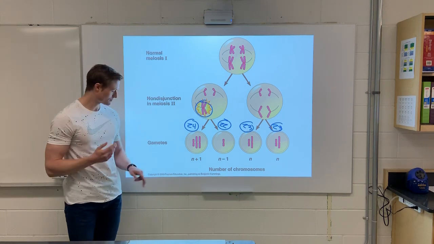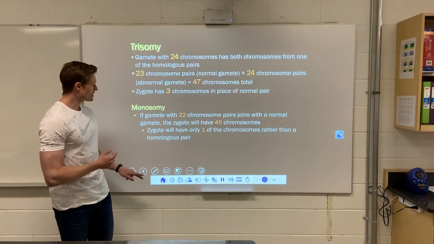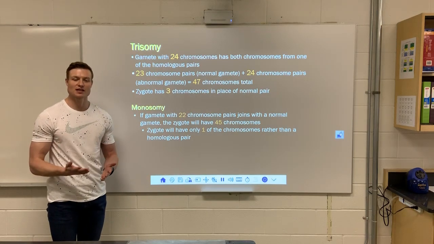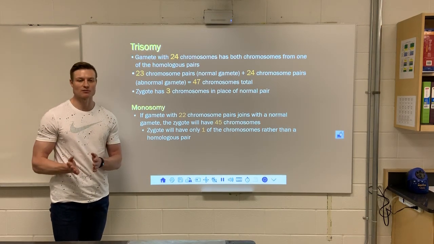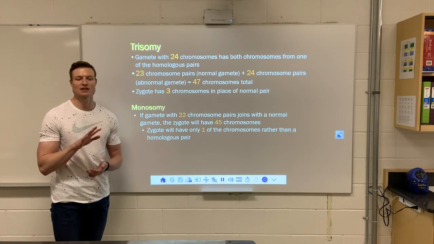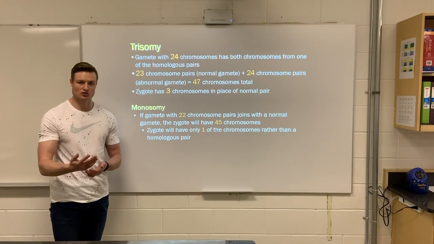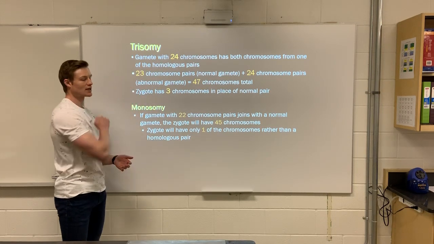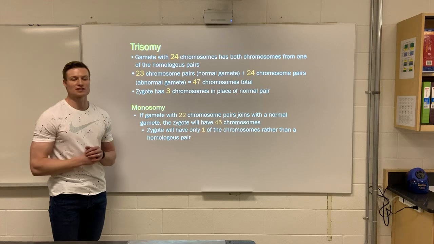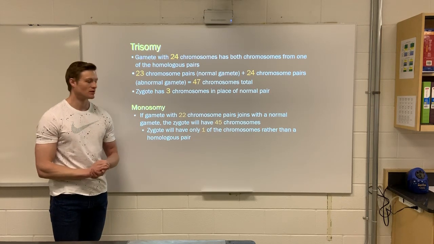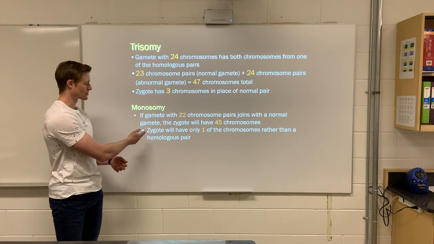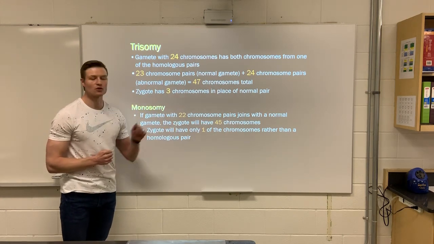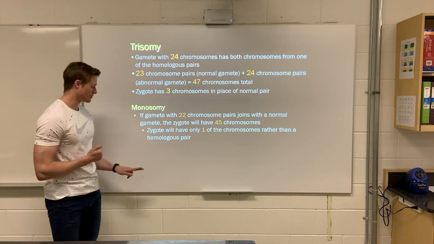So, if we talk about the two disorders I kind of mentioned already, the scientific names are trisomy or monosomy. So a trisomy disorder would be a disorder where you have an extra chromosome. So you have 24 chromosomes plus a regular 23, giving you 47 chromosomes, so one extra chromosome. If you have a monosomy disorder, this would be 22 plus the 23, giving you 45 chromosomes, you're missing one.